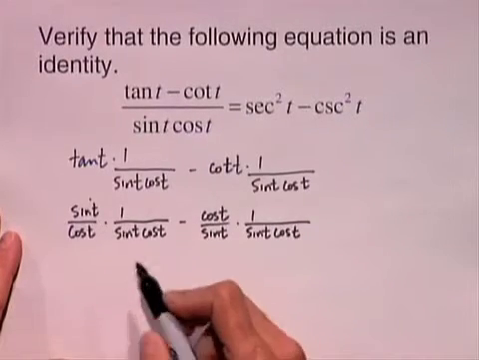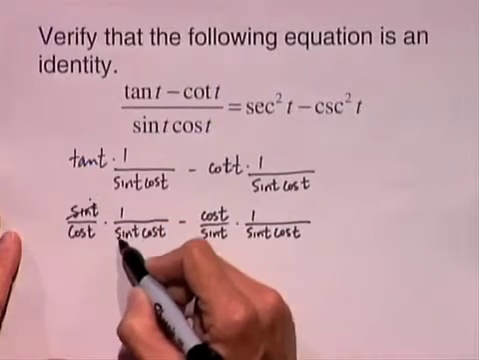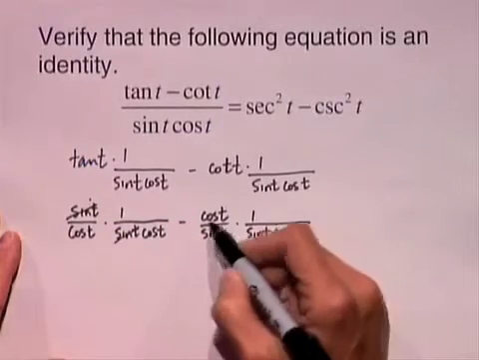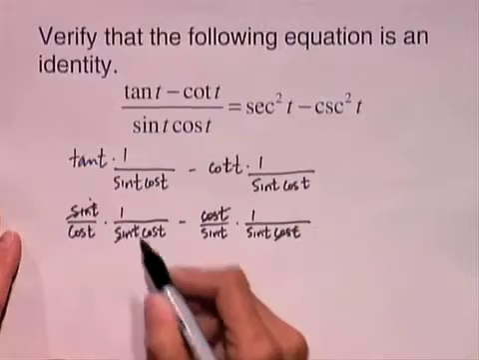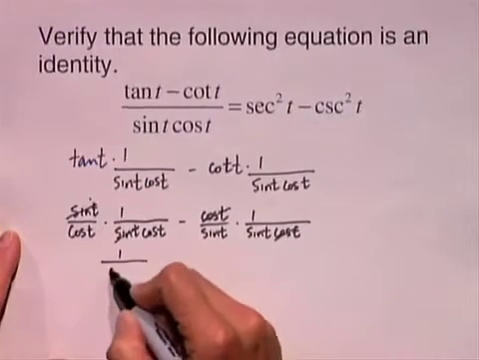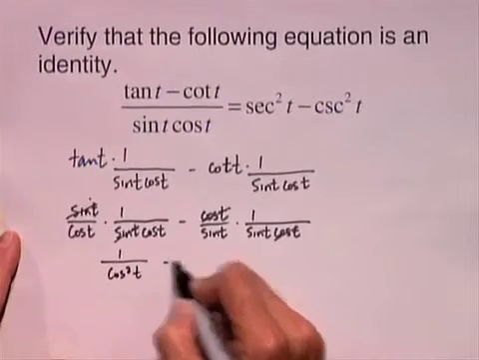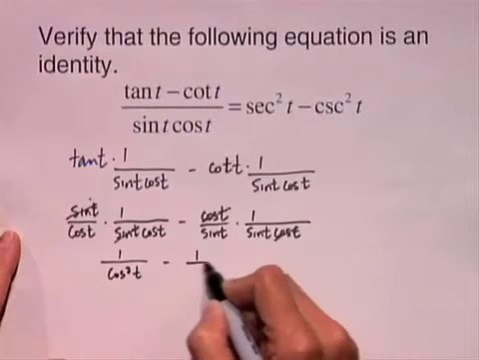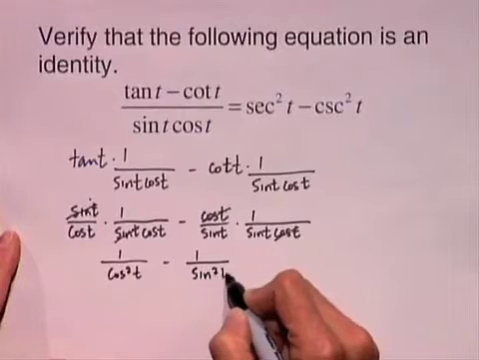And I see that some things simplify. Here's sine t, that simplifies. Cosine t simplifies. And so I have 1 over cosine squared, cosine times cosine, minus 1 over sine times sine, which is sine squared.